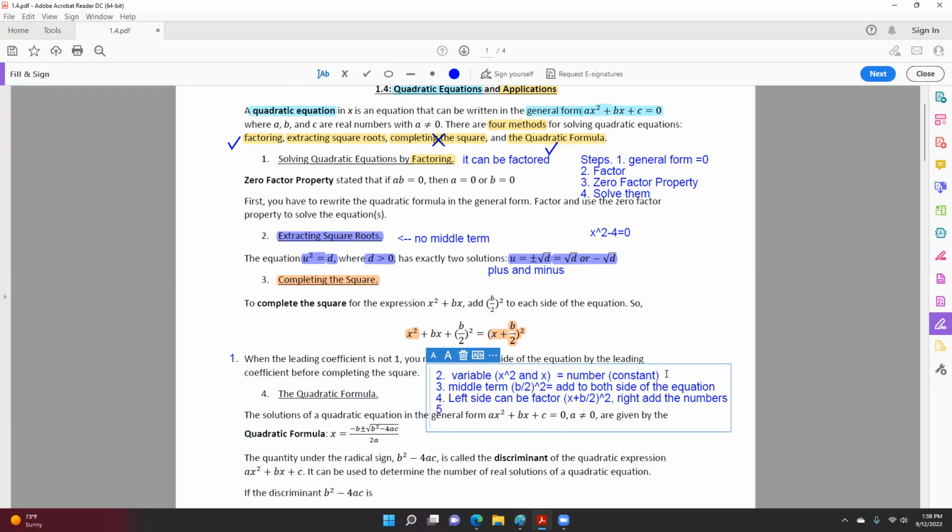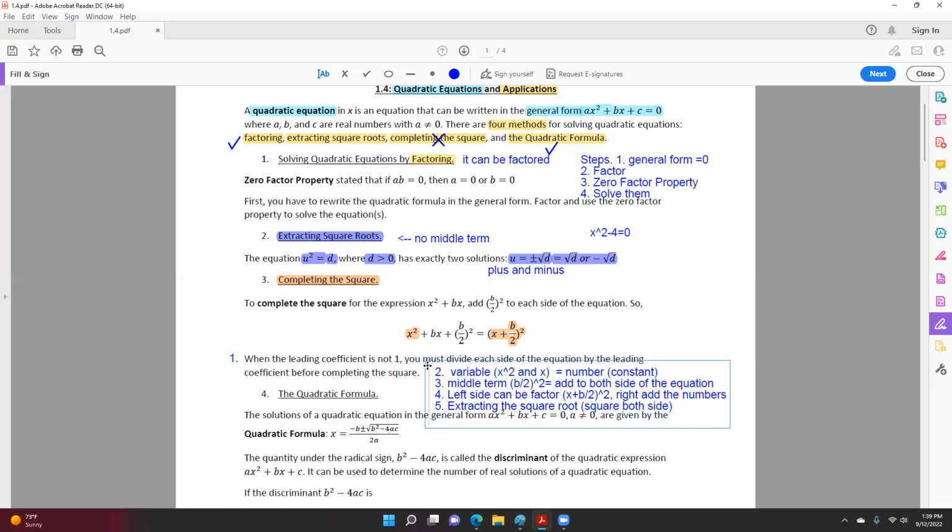Okay. And the last thing we do on this is we have to use the extracting the square root property. So that means you have to square root both sides. Now, this completing the square procedure is a 5 step procedure. And I will tell you that no one here likes it. I myself do not like it.